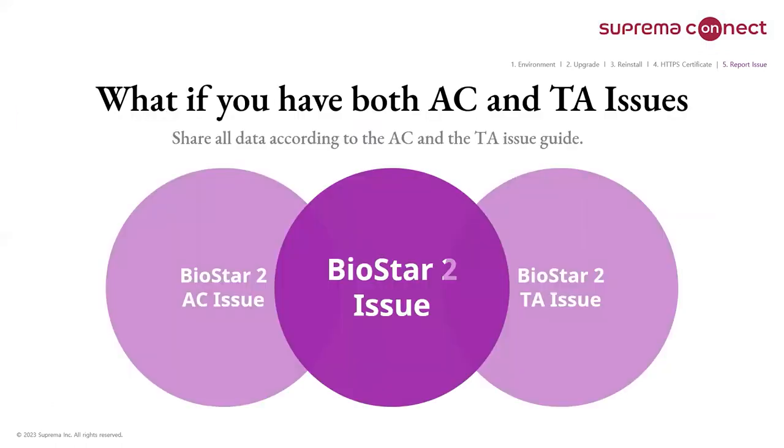What if your issue is running across AC and TA functions? Please refer to our AC and TA guides and explain the symptoms of the issue, extract how to reproduce it, extract data from each part, and send it to us. The more detailed your explanation and the more data you provide when filing an issue, the faster Suprema can support you.